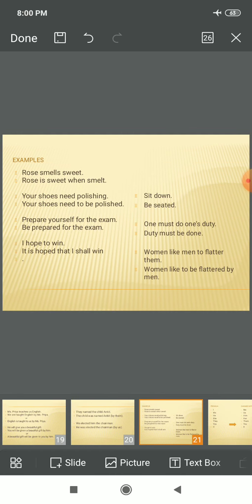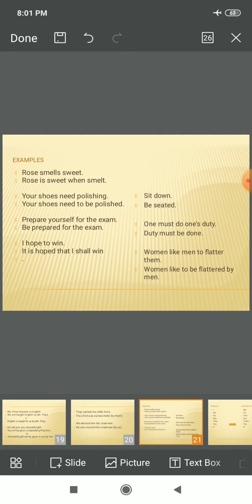Next is, these are, you may say, very queer examples, very different examples, some strange sentences, but these are as simple as that. See, you just need to cram some of the things. There are no golden rules for these. Rose smells sweet. Very, very commonly used sentence. Rose is sweet when smelt. Right? Your shoes need polishing. Your shoes need to be polished.